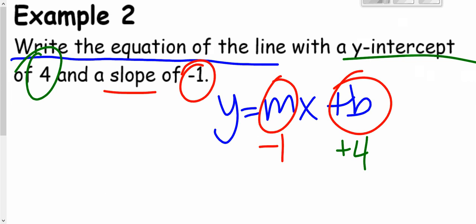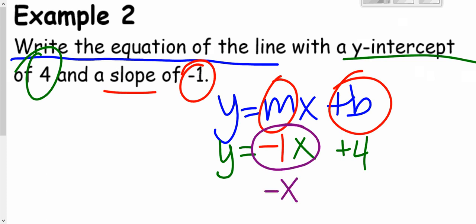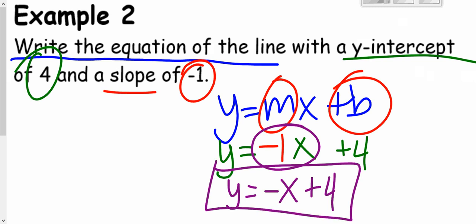I'm bringing down my y equals and the x. So y equals -1x plus 4. Again, if we're really going to fully simplify this, I've got to take care of this right here, which we can write as just a negative x. Remember that 1 can usually be just implied. So y equals -x plus 4 is the answer that we're looking for.